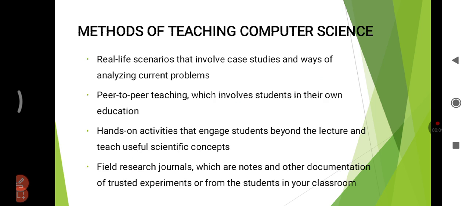First of all, methods of teaching computer science include real life scenarios that involve case studies and a way of analyzing current problems. Next, peer-to-peer teaching, which involves students in their own education. Own education means hands-on activities. They engage the students, lecture and teach useful scientific concepts. They find research journals with notes and other documentation, and experiments from the students in your classroom. These are the methods of teaching computer science.